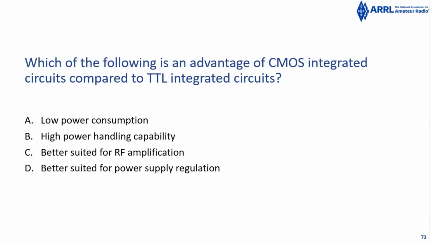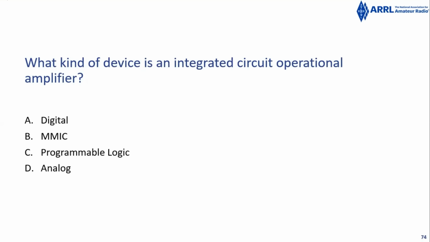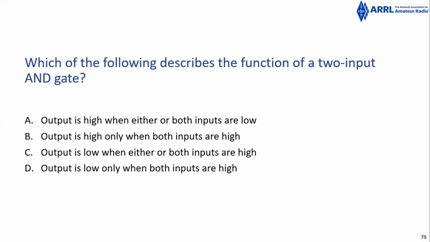Which of the following is an advantage of CMOS integrated circuits compared to TTL circuits? Low power consumption. What kind of device is an integrated circuit operational amplifier? It's an analog device. Which of the following describes the function of a two-input AND gate?